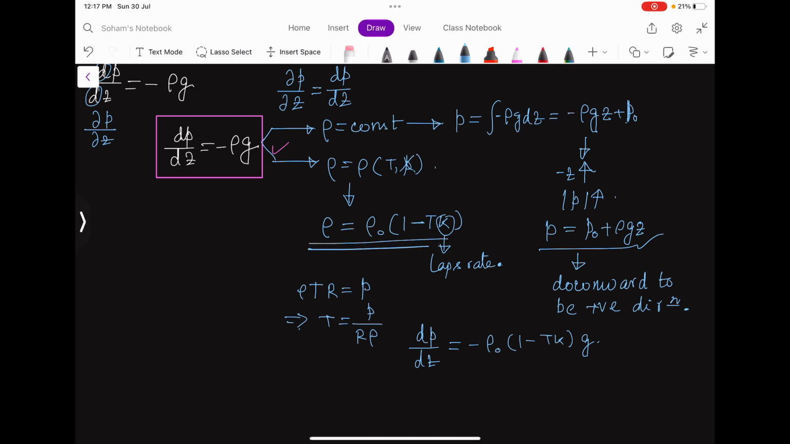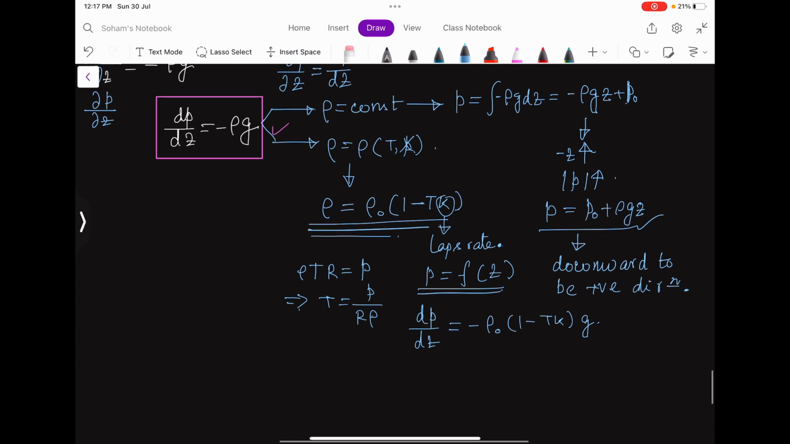So this is a function of temperature, but I have to find the pressure as a function of z. We know that as we increase the height, as we go up the atmosphere, the temperature actually decreases. So temperature is related to height by this.